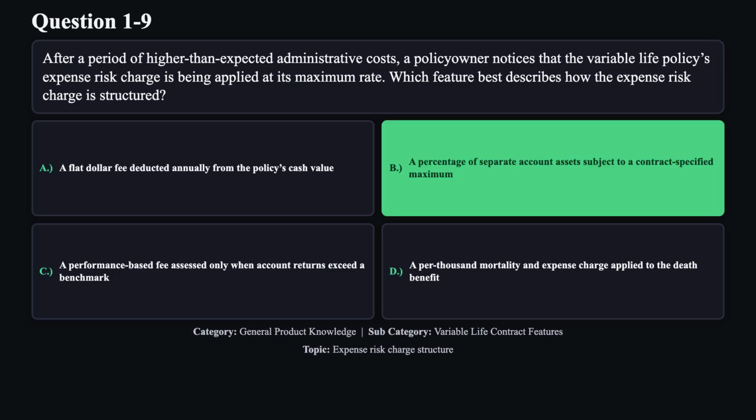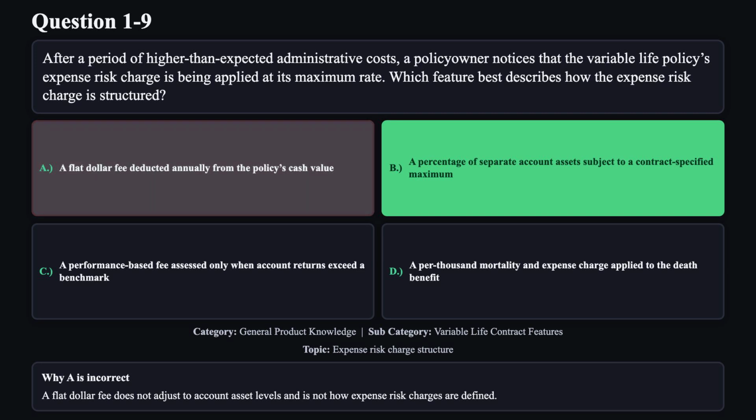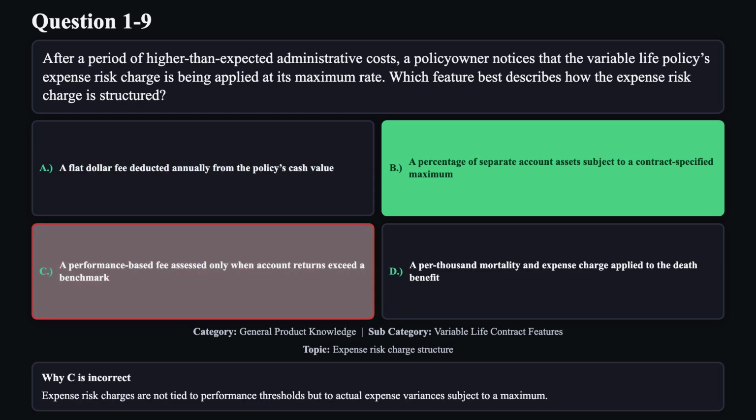The correct answer is B. The expense risk charge is expressed as a percentage of separate account assets, capped at the maximum rate defined in the policy contract. Reason A is not correct. A flat dollar fee does not adjust to account asset levels and is not how expense risk charges are defined. Reason C is not correct. Expense risk charges are not tied to performance thresholds, but to actual expense variances subject to a maximum.